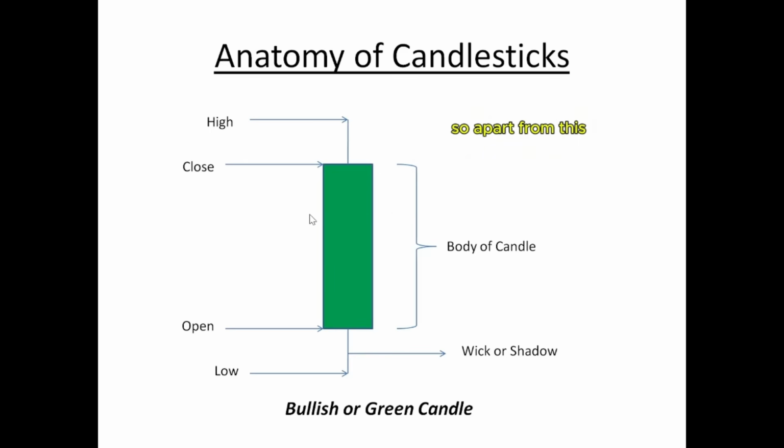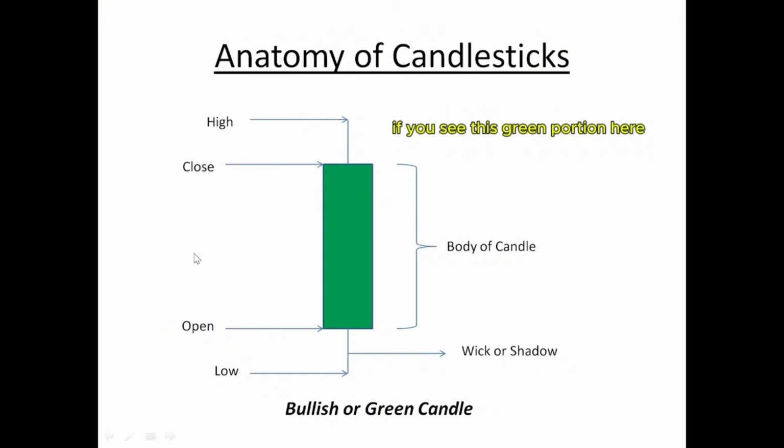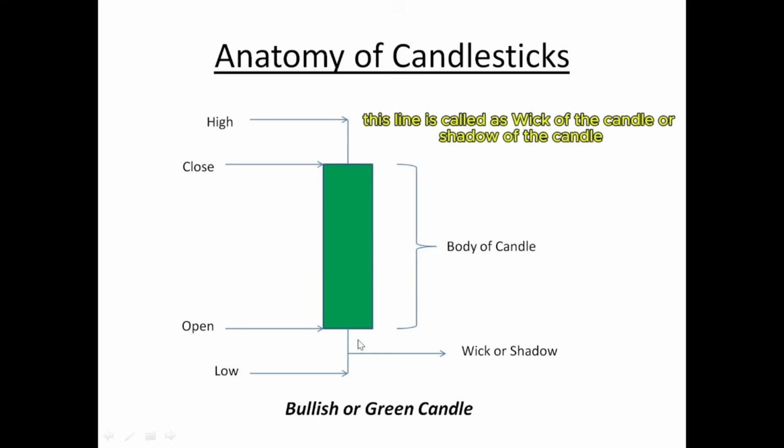Apart from this, this candle has a few other attributes, like the body of the candle. If you see this green portion here, this green portion is called the body of the candle. This line is called the wick of the candle or shadow of the candle. This is the lower wick, this is the upper wick.